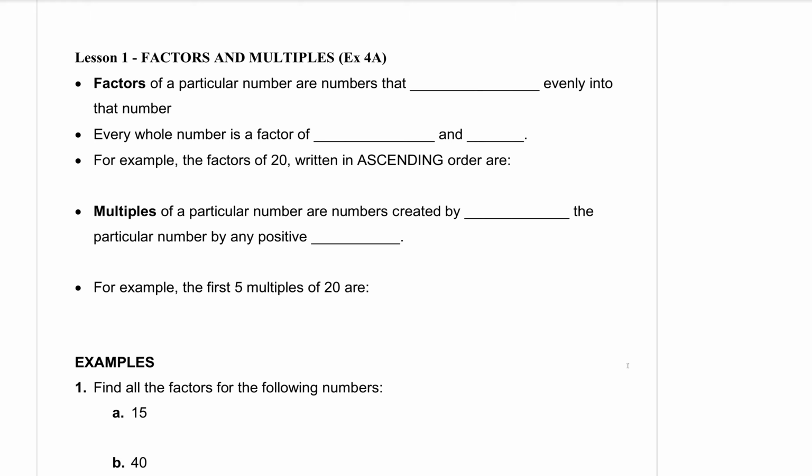Factors of a particular number are numbers that divide evenly into that number. Okay, that means that if you divide it, there won't be any remainders or a decimal when you divide them.